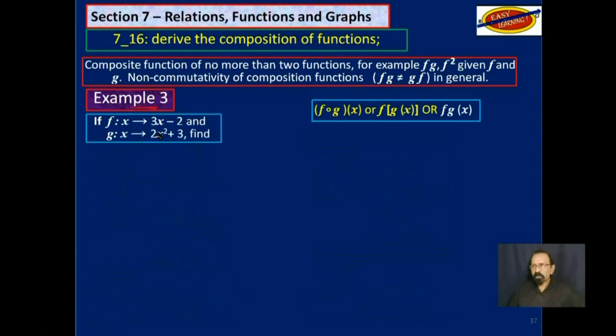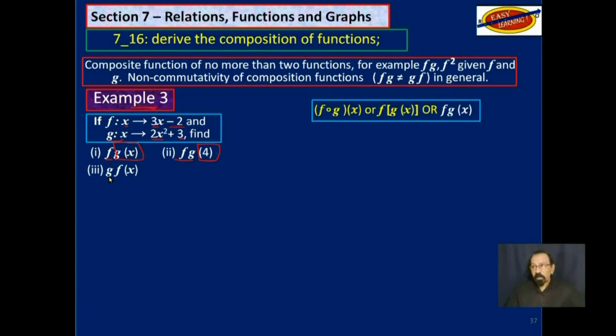Now for example 3. We have these two functions here. Function f such that x maps into 3x minus 2, and the function g such that x maps into 2x squared plus 3. We want to find f of g of x, so we will take g and make it the input for f of x. And then, of course, we want to find f of g of 4. So at this point, we will make the x 4.